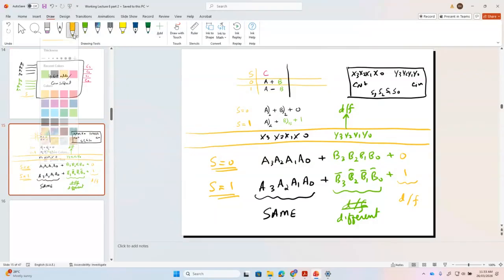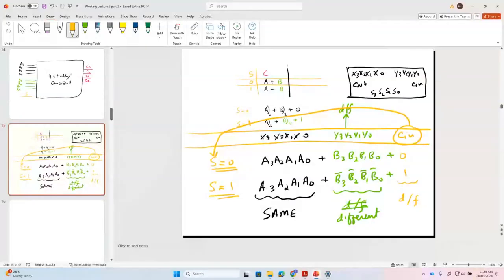Okay. Now, if you look at C in, this is another thing. This is my C in. Can you see here? C in is the same thing as S. Am I right or not? C in will be 0 when S is equal to 0, and C in will be 1 when S is equal to 1. Any question? Should we proceed? Yes.